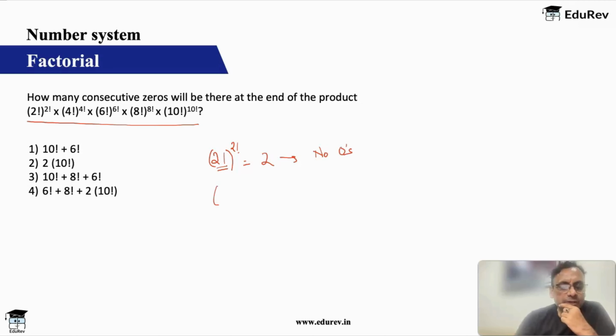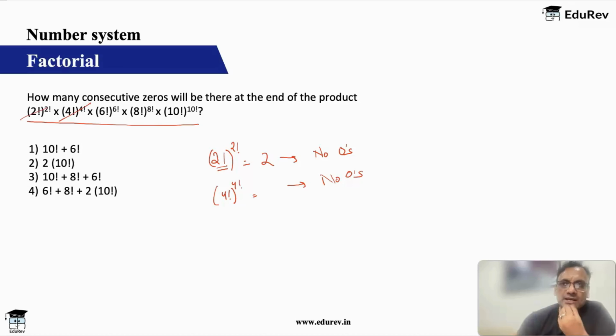Similarly, 4 factorial raised to the power 4 factorial. 4 factorial is 1 into 2 into 3 into 4. There is no 5 there, so there cannot be a 0. 4 factorial also is 24, which you can see. So 24 you raise to any power, there will be no zeros. Okay, so no zeros here also. So first and second are not going to contribute any 0.